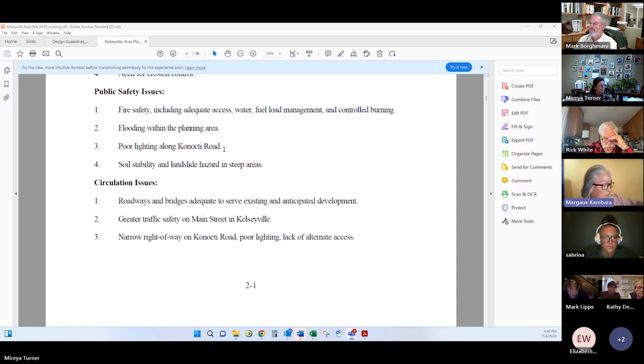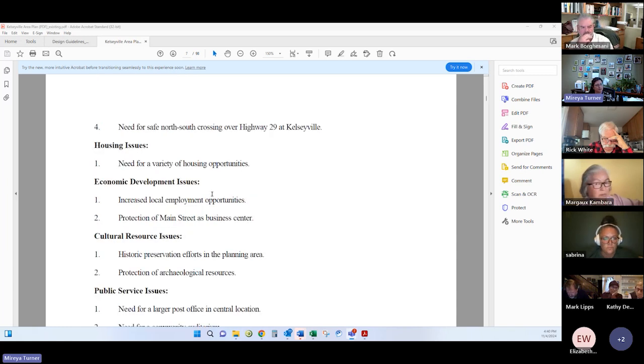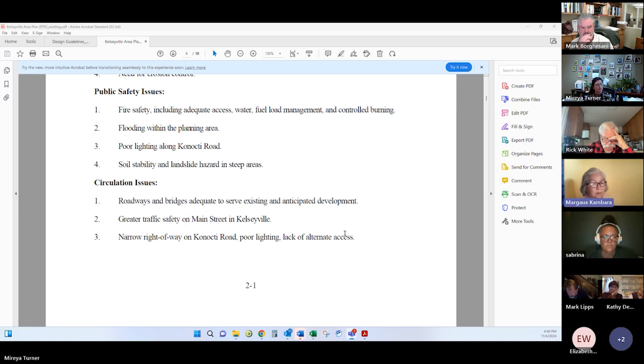Okay. Circulation issues, roadways and bridges adequate to serve existing and anticipated development. Sorry. We've done a lot of bridges in the last few years, but I'm not sure if this is still an issue in Kelseyville, but I think we should leave it on just in case. Greater traffic safety on Main Street. Is that a problem? Yeah. Yep. That's a lot of nods. Okay, I think it's a problem, I just don't hear much about it.